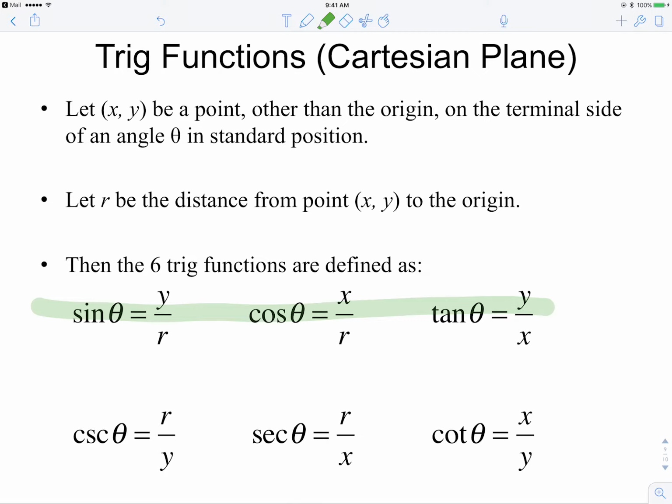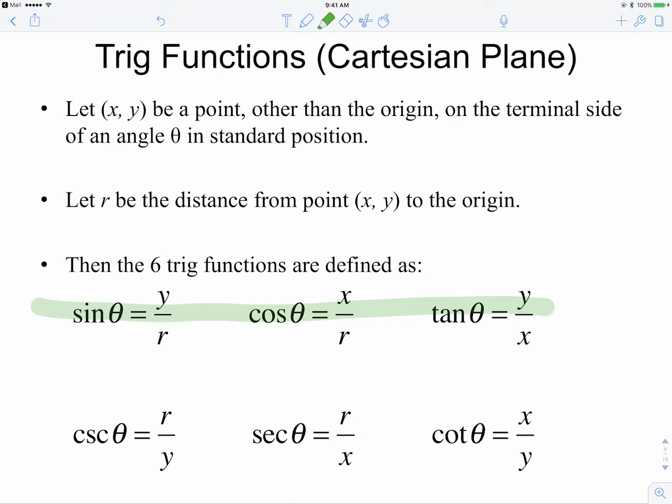Looking at sine of theta equal to y over r, if r is equal to 1, then sine of theta will be equal to y. Cosine of theta is equal to x over r, but if r is equal to 1, cosine of theta will just be equal to x.